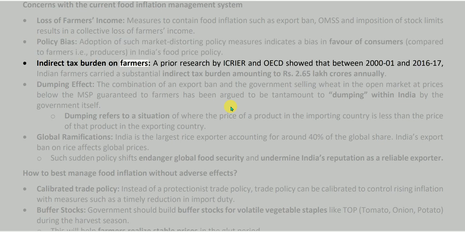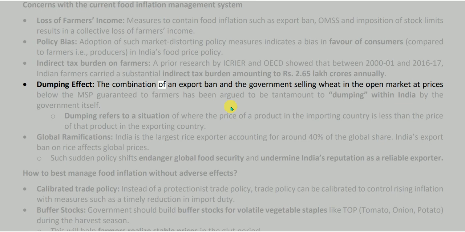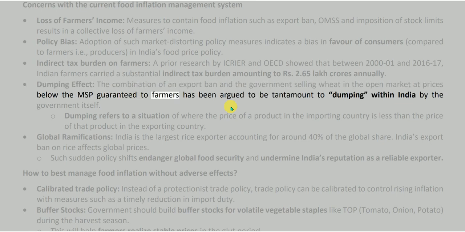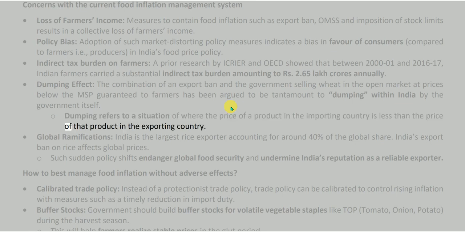Indirect tax burden on farmers. A prior research by ICRA and OECD showed that between January 2000 and 2016-17, Indian farmers carried a substantial indirect tax burden amounting to 2.65 lakh crores annually. Dumping effect. The combination of an export ban and the government selling wheat in the open market at prices below the MSP guaranteed to farmers has been argued to be tantamount to dumping within India by the government itself. Dumping refers to a situation where the price of a product in the importing country is less than the price of that product in the exporting country.